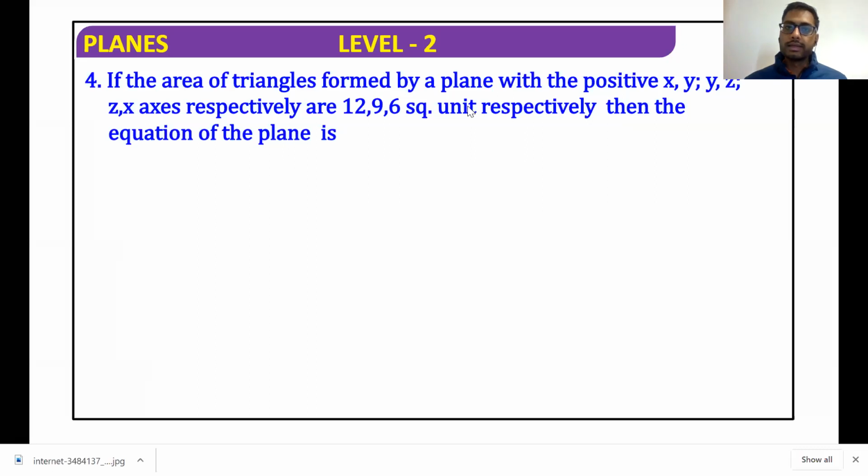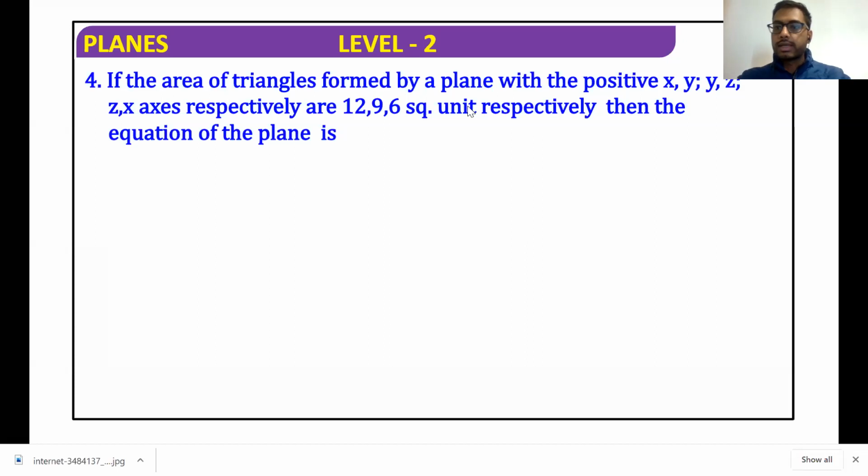The areas of triangles formed by a plane with the positive xy, yz and zx coordinate planes are 12, 9 and 6 square units. Then the equation of the plane is? So there is one plane which is drawn which cuts your x-axis, y-axis and z-axis. When it's going to cut your axes, there is going to be a base and a height that is formed to get the area of a triangle.